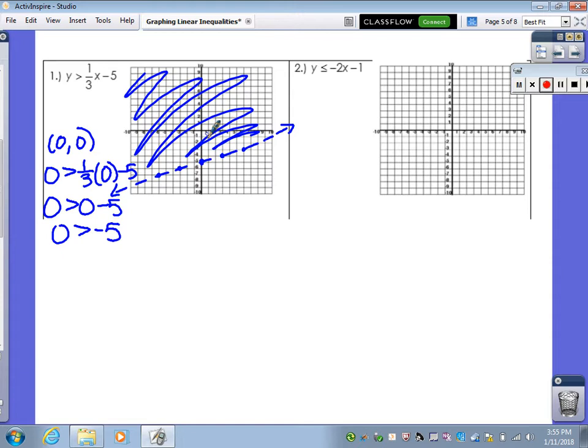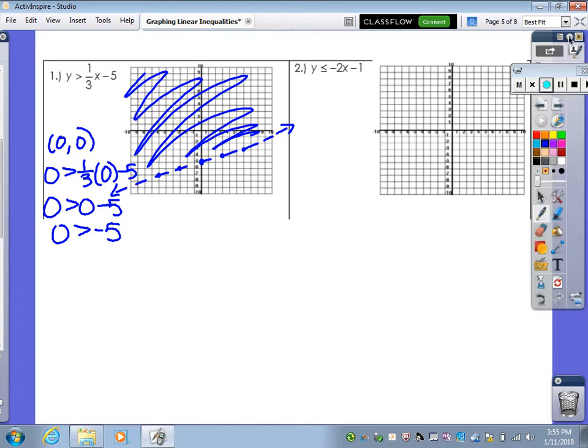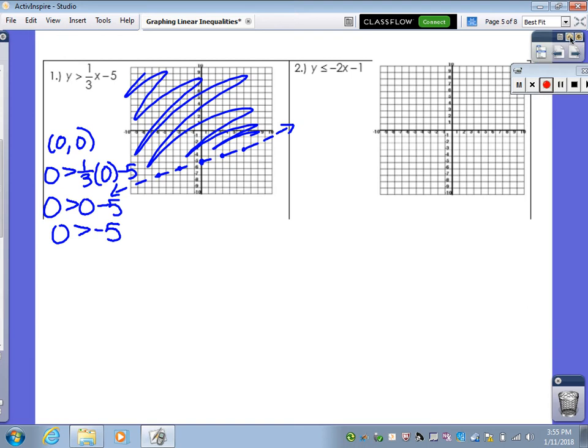Looking at the next one, we're going to graph as normal again. So now my b is -1 with a -2 slope. I would do as many points as possible on these. Now this one's an or equal to, so I'm going to draw a solid line, because if you plug in the ordered pairs on this one, you'll end up with a true statement. So for example, 0, -1, you would have -1 is less than or equal to -1. It is because of the or equal to.